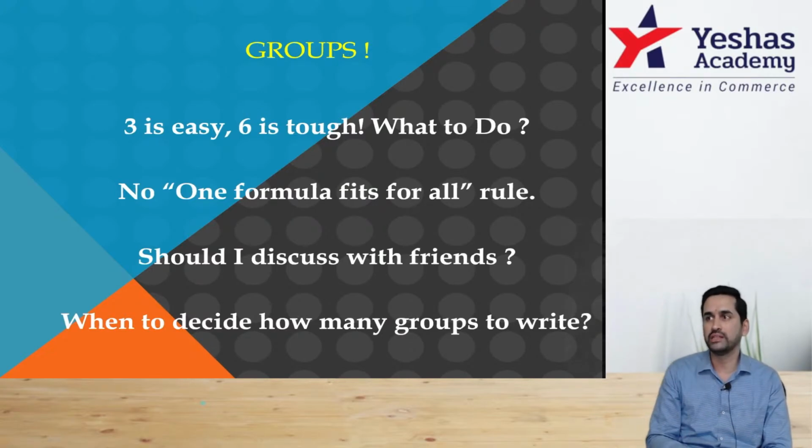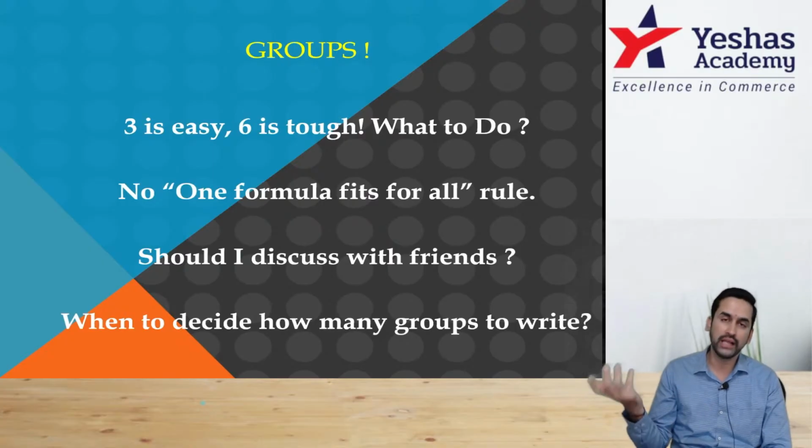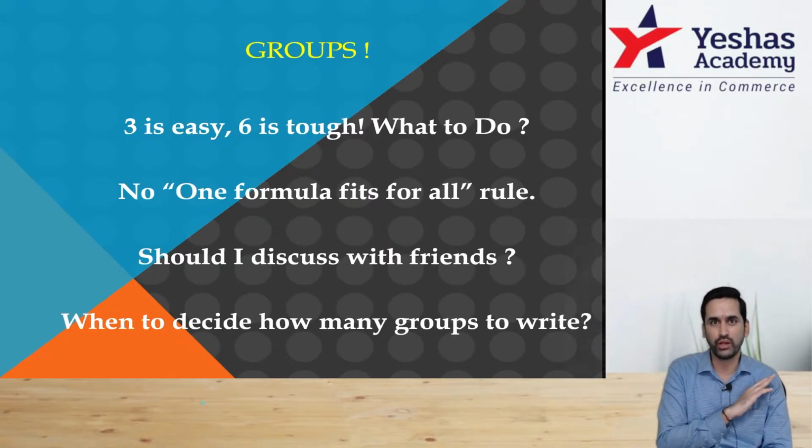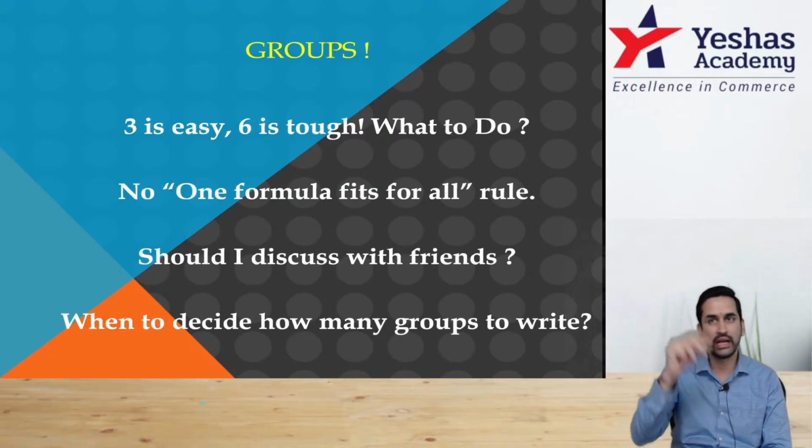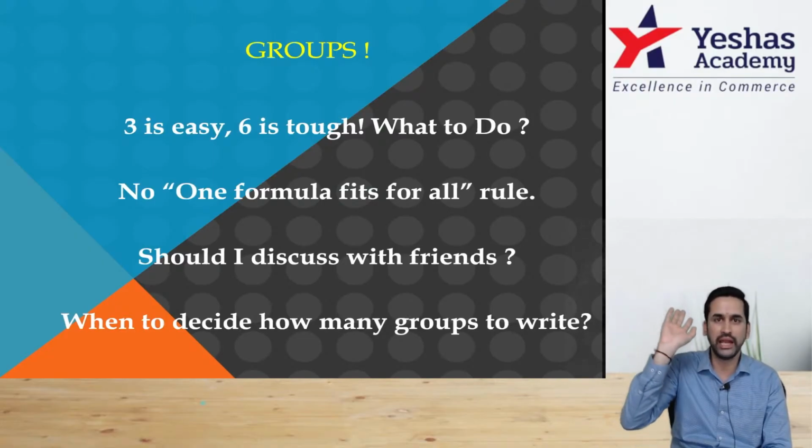Sir, but I have to fill the exam form. What to do? Fill the exam form for both groups. Study for both groups. 30 days before your exam, ask yourself, don't discuss again with friends, ask yourself how confident you are in all 6 papers. Write a percentage. Accounts, I'm done with say 80%. Law, I'm done with 40%.